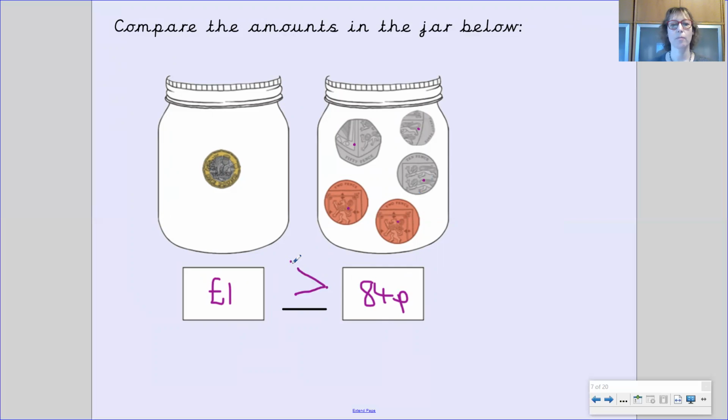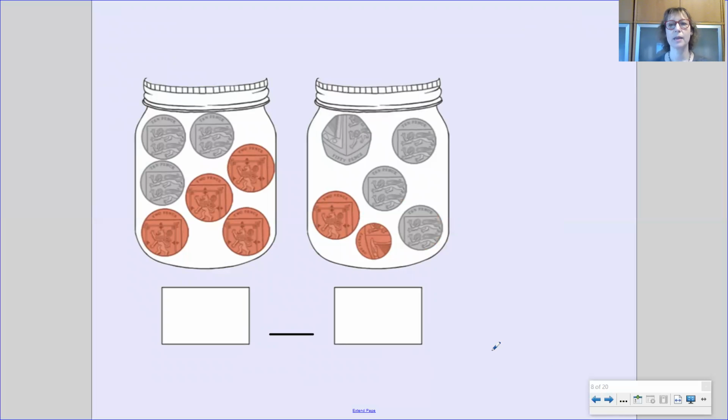Let's do the same with the next one. Pause the video and count how much there is in each jar, and then put in your crocodile. And then come back. Let's start with this one. I've got 10, 20, 30, 32, 34, 36, 38p. And in this one, I have got 50, 60, 70, 80, 82, 83p.